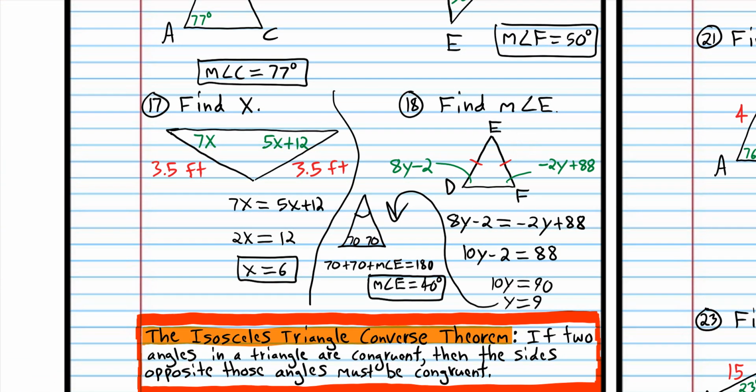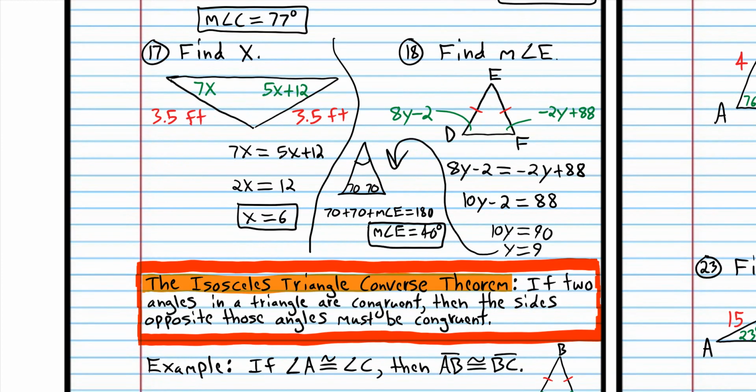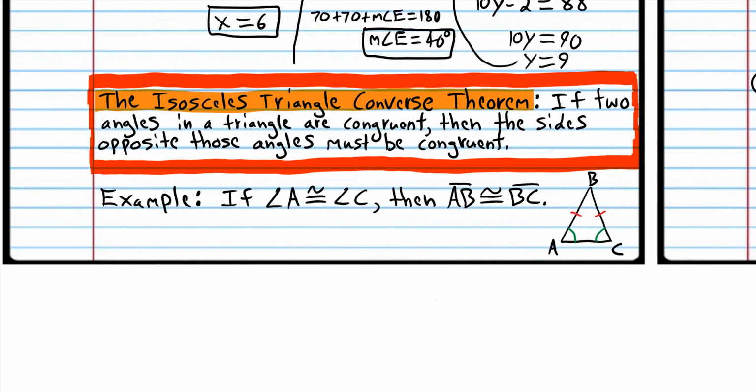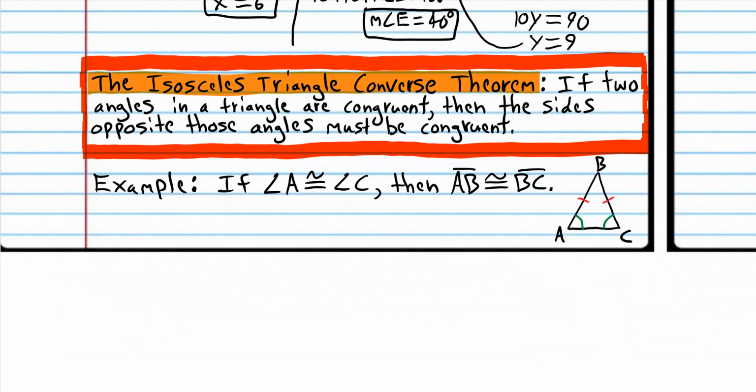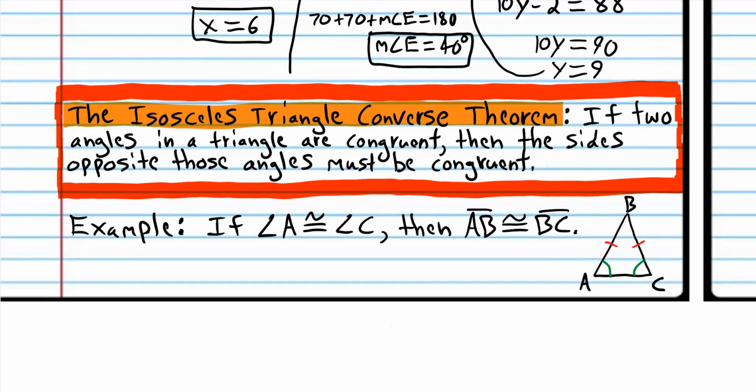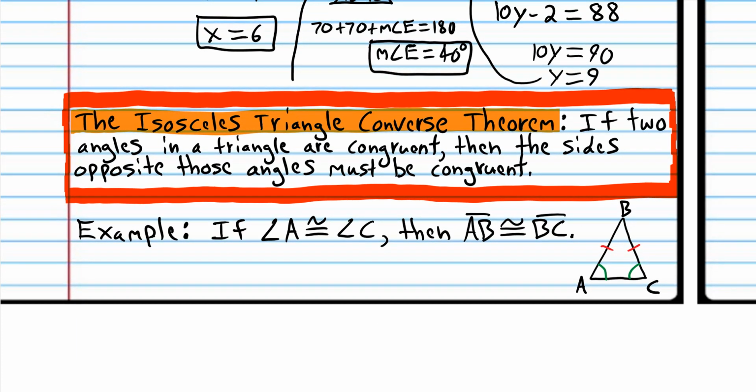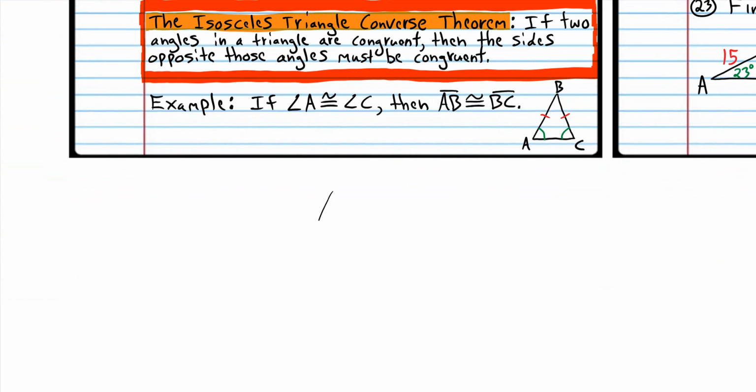So now we're going to go to the Isosceles Triangle Converse Theorem. This is just the converse of the theorem that we just used. If two angles in a triangle are congruent, then the sides opposite of those angles must be congruent also. So that's very simple. If you have an isosceles triangle, well, it doesn't have to be defined as isosceles, but if these two angles are congruent, that proves by this theorem that these two sides are congruent. So we're just going backwards.